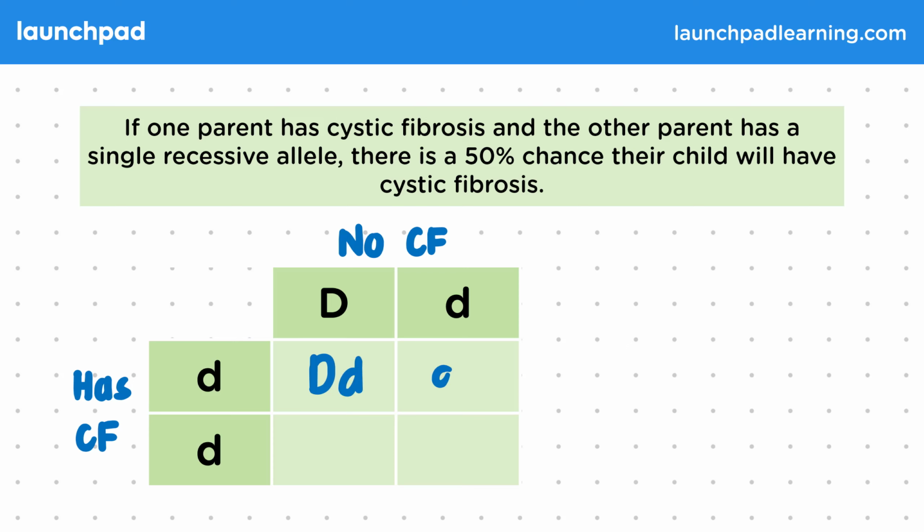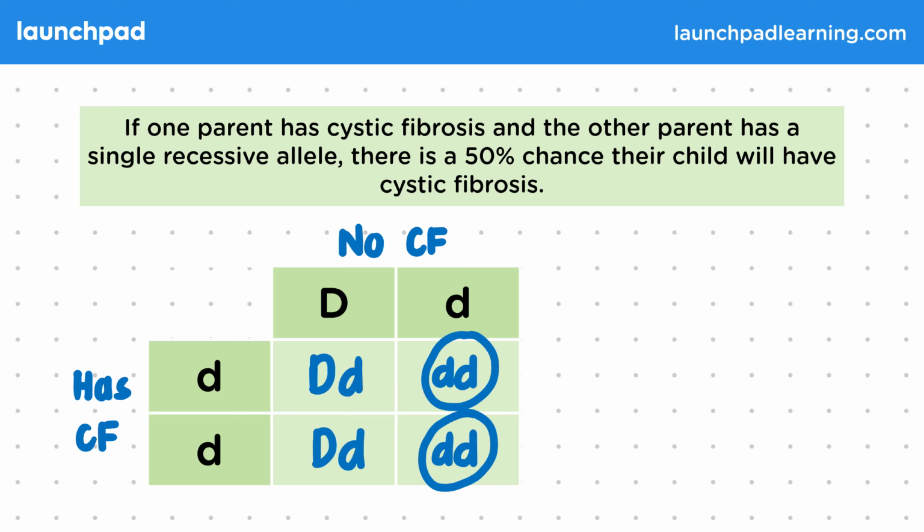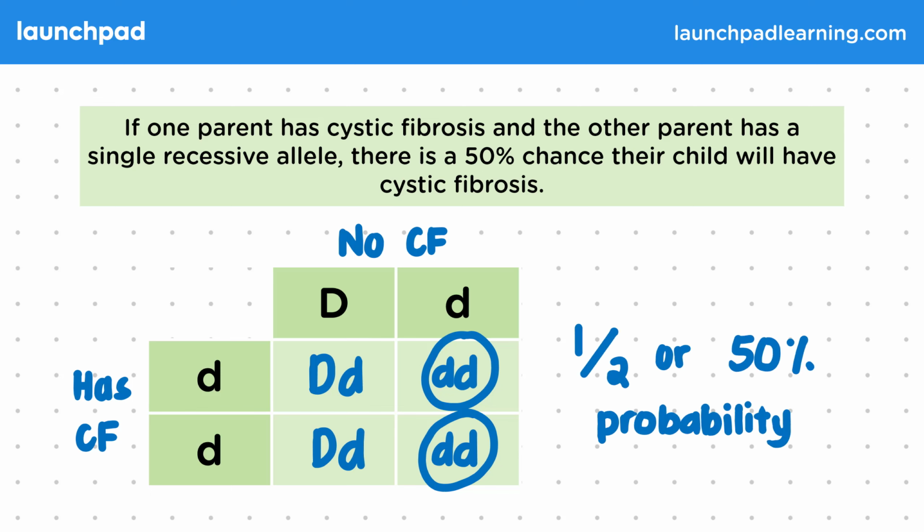Their offspring will have the expected genotype ratio of this. 2 out of 4 of the offspring are homozygous recessive, and therefore there's a 50% probability that the offspring of these 2 parents would have cystic fibrosis. Remember that cystic fibrosis is only inherited when both parents have at least one recessive allele. So what if both parents are heterozygous?